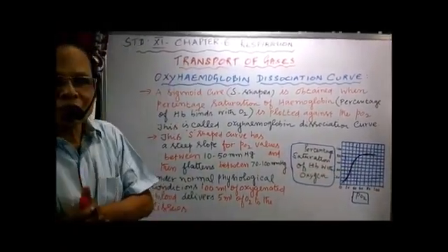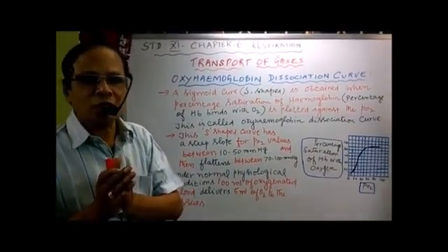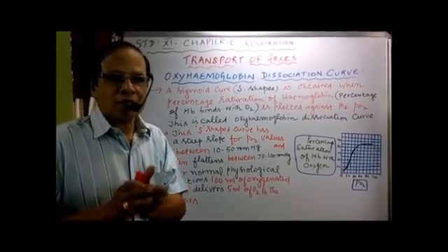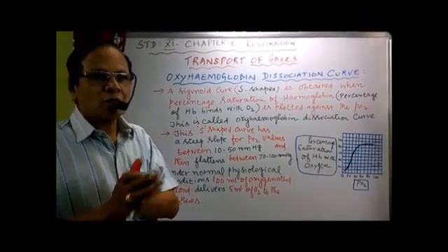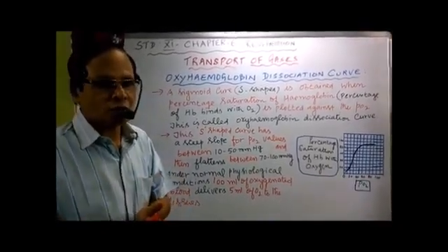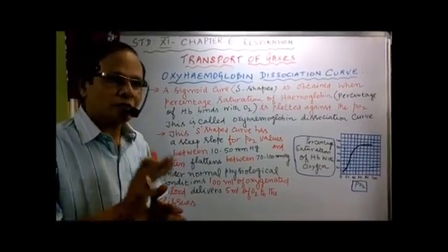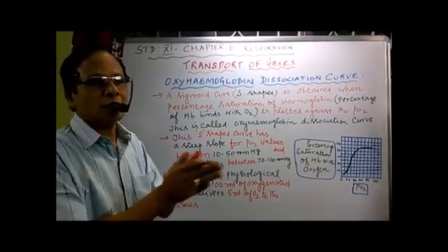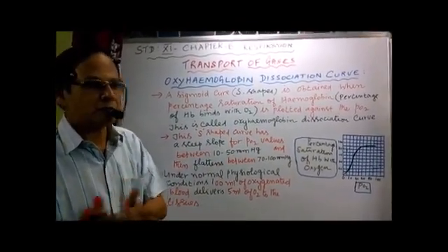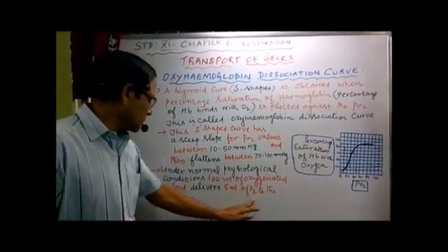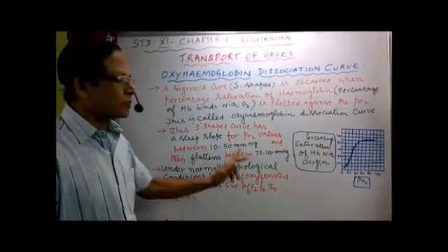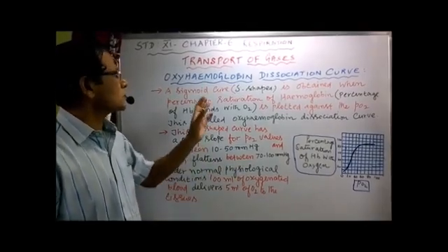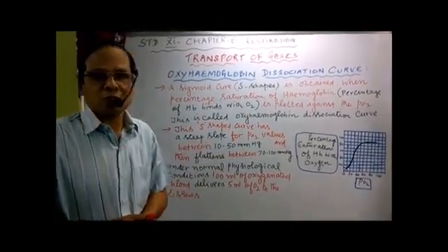Okay, under normal physiological conditions, 100 ml of oxygenated blood delivers only 5 ml of oxygen. If you are taking 100 ml of blood, it contains 20 ml of oxygen. Not all the 20 ml of oxygen is delivered to the tissues. Only 5 ml of oxygen out of 20 ml in 100 ml of blood is delivered. The remaining is retained as a reserve in the blood itself. So that's about the oxyhemoglobin dissociation curve, and the transport of oxygen is over.